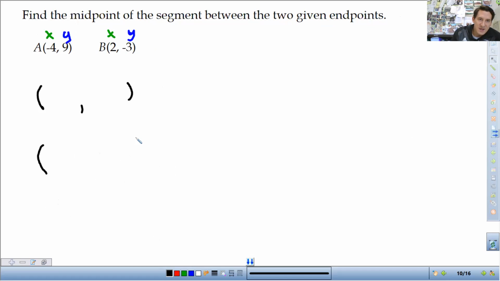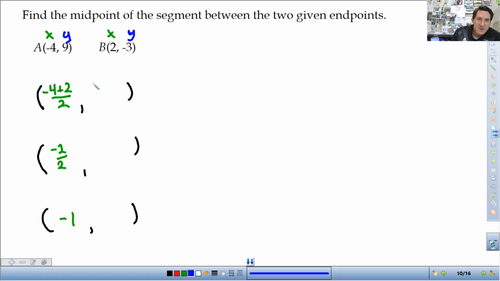So I'm going to just set this up so everything is all set to go. So the x is in green, so -4 plus 2, and then you divide by 2. -4 plus 2 is -2. Divide by 2 is -1.